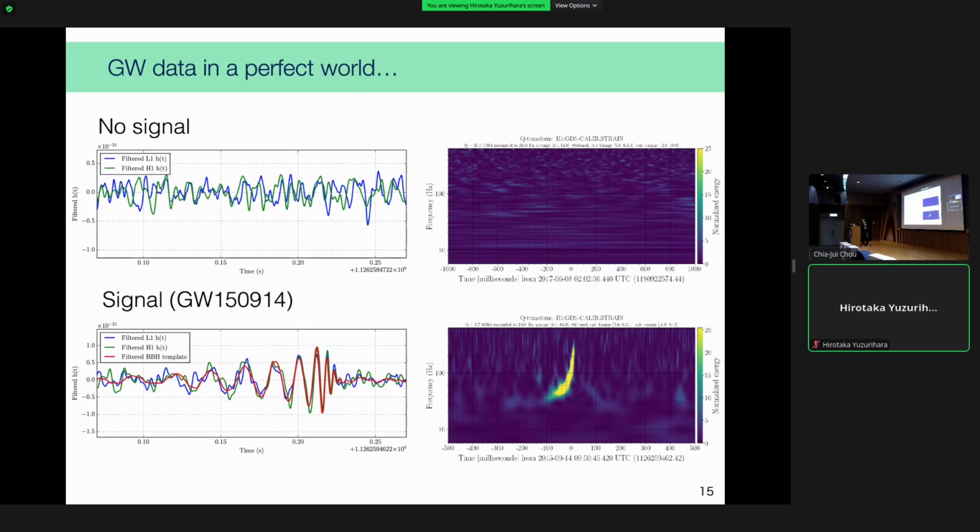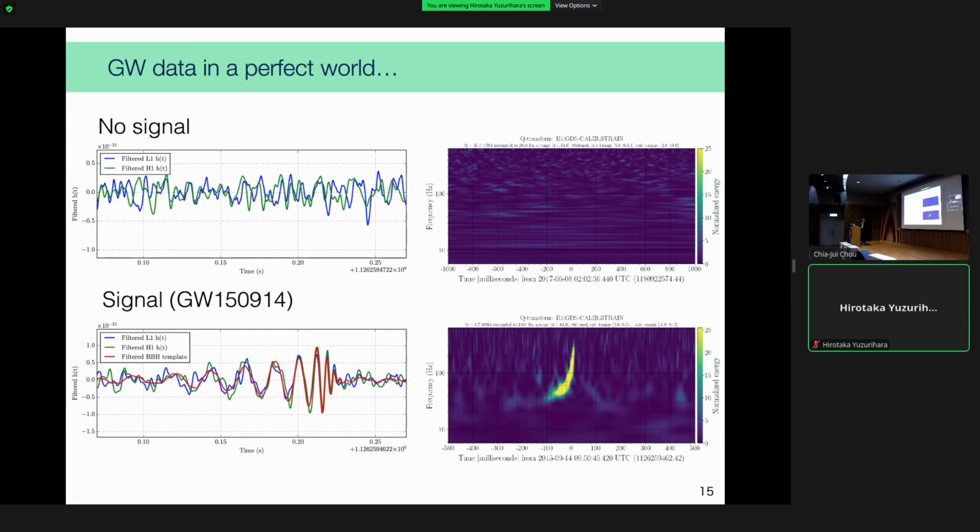This is also a very characteristic shape. A compact binary coalescence makes this kind of chirp signal, and toward the merger the frequency increases, so this kind of shape appears. So we should analyze the Q transform for all the data and look for this kind of shape. If that works, it is okay.